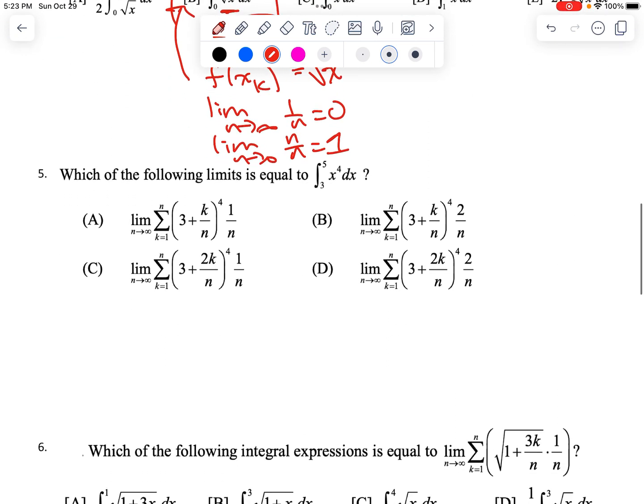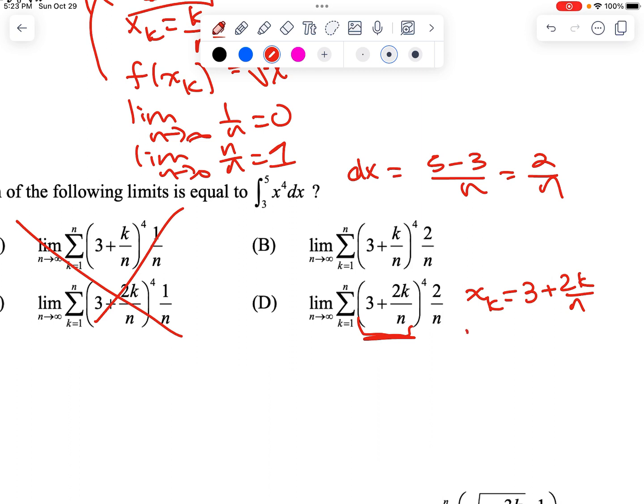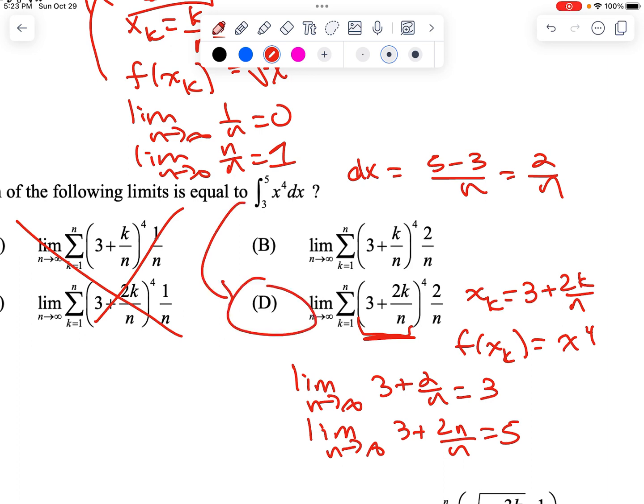Okay. Next one, dx has to be 5 minus 3 over n, which is 2 over n. So that rules out these two. We've got to figure out which one of these it has to be. I'm going to check this one. So x sub k would be this whole thing raised to the 4th. It has to be all of this. And then f of x sub k is x to the 4th. So let's check our bounds. 3 plus 2 over n will give me 3. And then 3 plus 2n over n gives me 5, and that's what this definite integral is. So the answer is D.